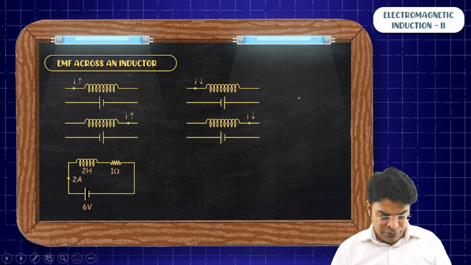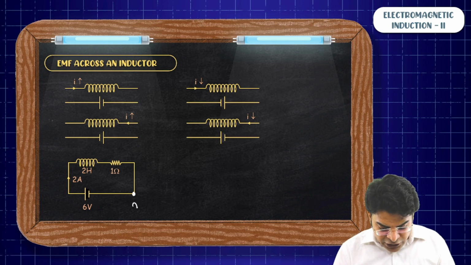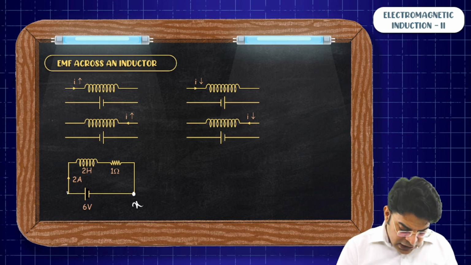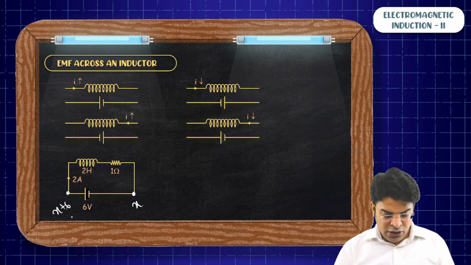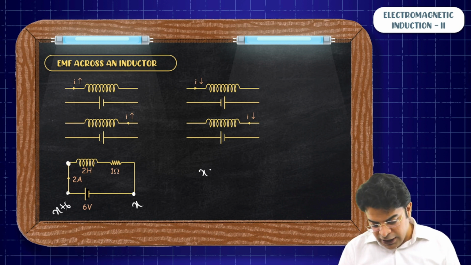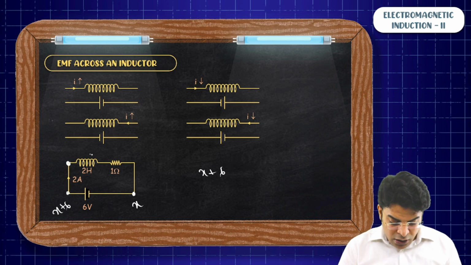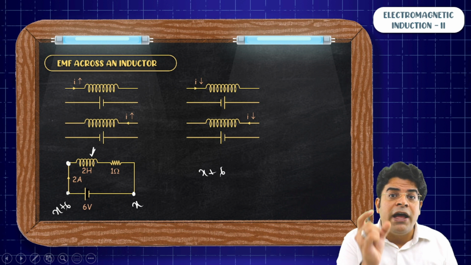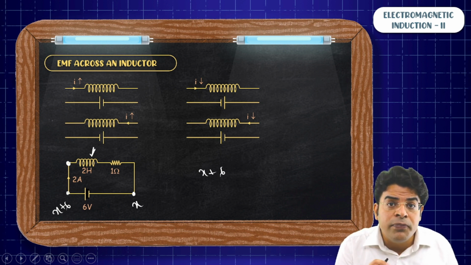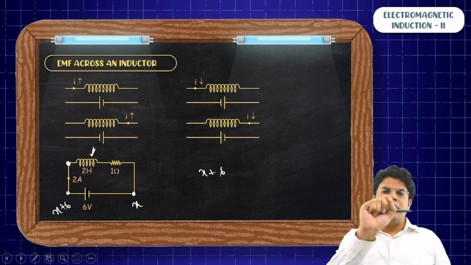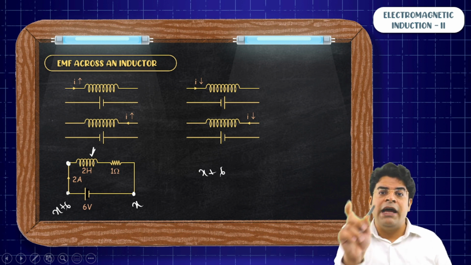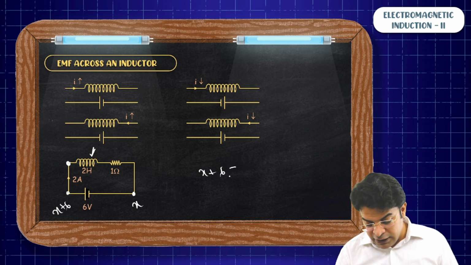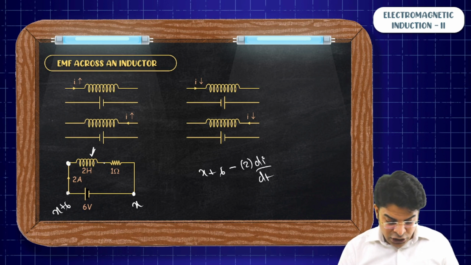It's quite easy. If you take the potential at this point as x, the potential at this point will be x plus 6. The potential at this point will be again x plus 6. Now, when you move across the inductor, the potential drop arises due to the change in current. Remember that when you move in the sense of current, the potential drops by minus L di by dt. So you will write minus L, that is 2, into di by dt.